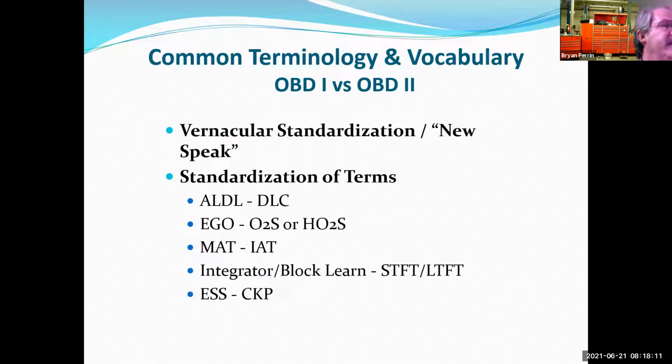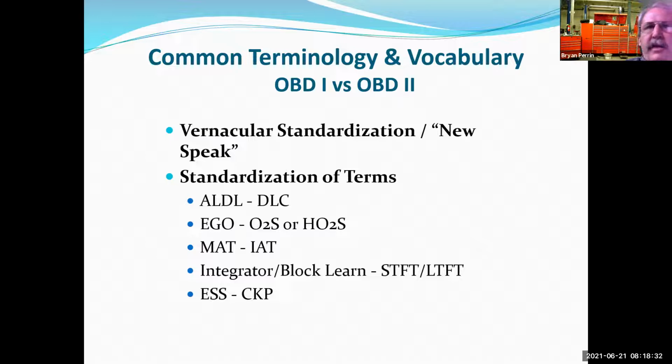We also had ESS, which is now the CKP for crank sensor. So that was our engine speed sensor. So you can see where these other acronyms kind of make sense, but you can see we're having a standardized CKP, whether I'm working on a Mercedes or a Hyundai, would be helpful if I'm trying to diagnose the car.